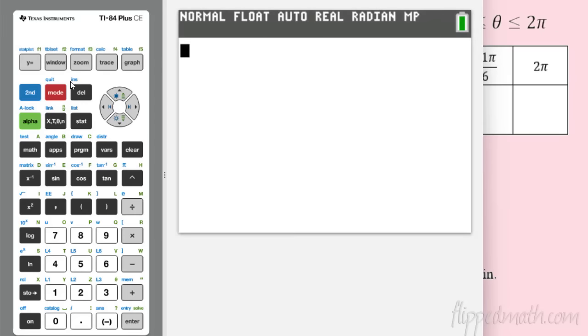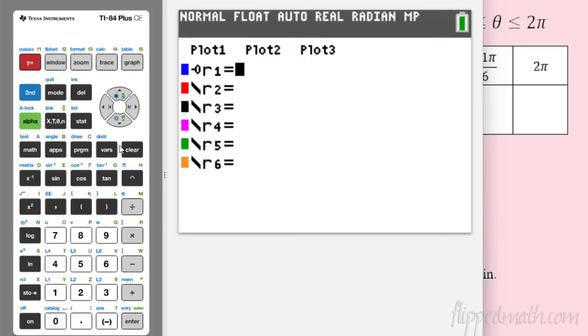So we know the function this time, so let's go ahead and graph it, and we want to fill in the table. So make sure that your mode is in polar.